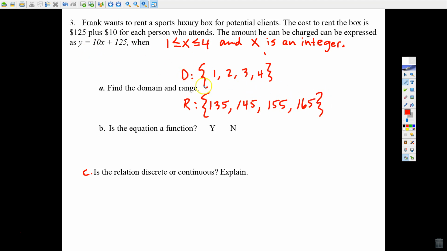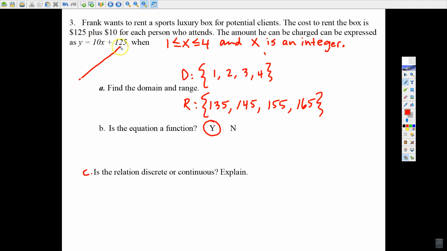So again, this is just reiterating terminology and the fact that domain really means our input values. Range is the resulting output values. Is this a function? Well, let's see. Do we have any repeats in the domain? We do not. So yes, this would be considered a function. It's actually a line, if you think about it that way, the graph of a line that has a slope.